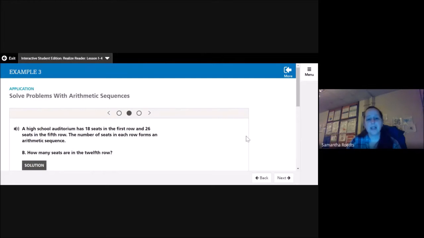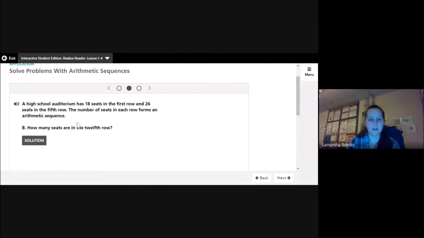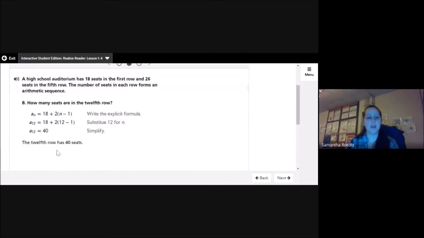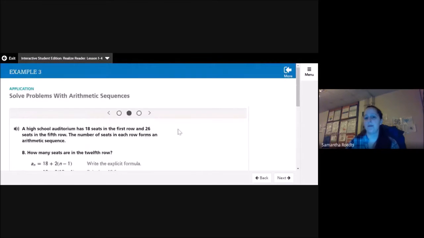A high school auditorium has 18 seats in the first row and 26 seats in the fifth row. The number of seats in each row forms an arithmetic sequence, which we found in the last portion of this problem. So that was 2. How many seats are in the 12th row? So knowing what our explicit formula is, a sub n equals 18 plus 2 times (n minus 1), I want to figure out the 12th row, where n is going to be 12. So a sub 12 equals 18 plus 2 times (12 minus 1). 12 minus 1 is 11, times 2 is 22, plus 18 gives me 40. So the 12th row has 40 seats.